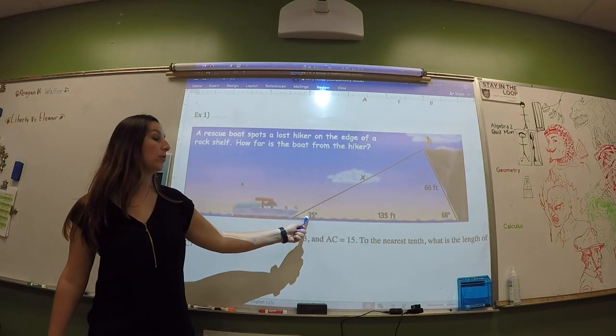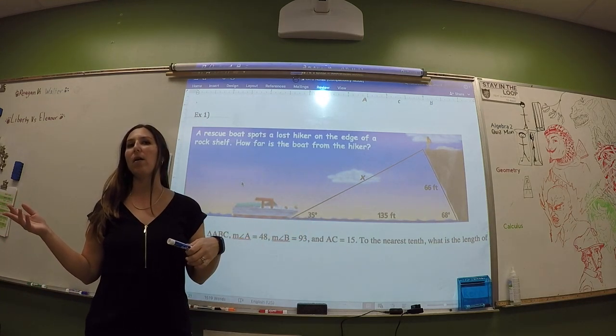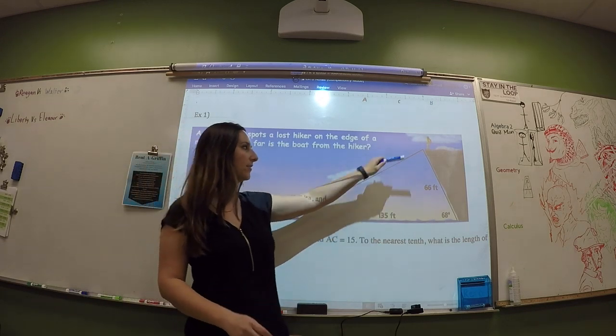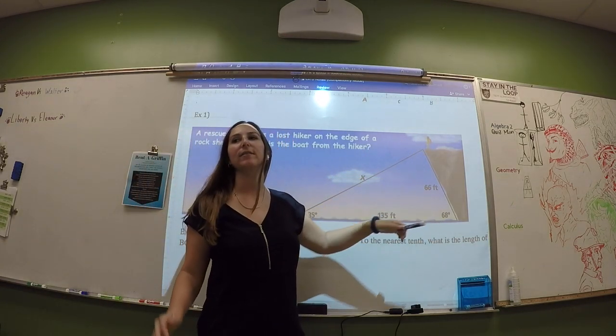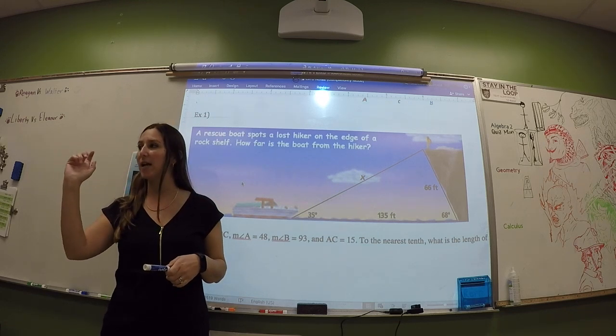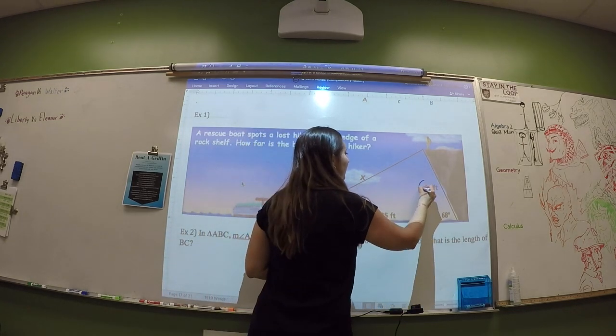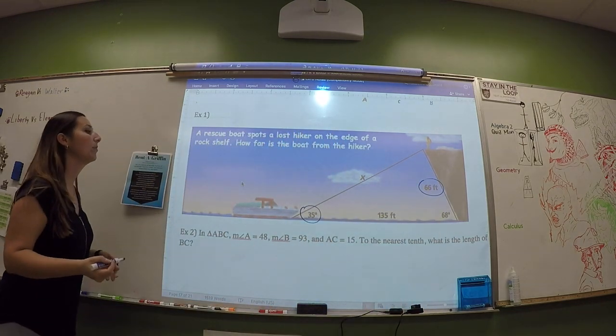We know this angle. Now, what I was saying before is we did a few of these with right triangles. So this cliff is not going straight down. It's going at an angle. So it's not a right triangle, which is why we're going to use the law of sines. So this angle is across from this side. So that would be part of your proportion.